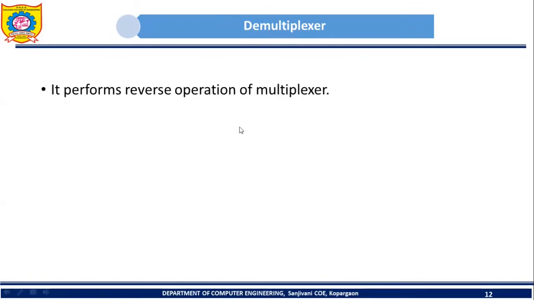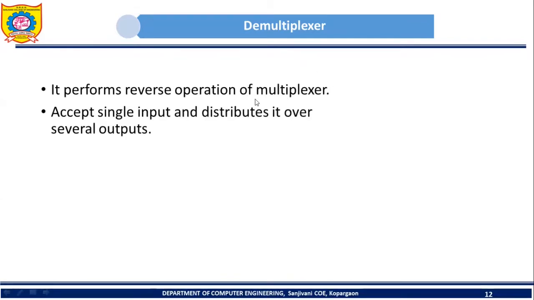We have seen what is multiplexer. In multiplexer we have many input lines and there is only one output line. So in demultiplexer it will be reverse. In demultiplexer you will find single input and many outputs. So demultiplexer accepts single input and distributes that single input over several outputs.